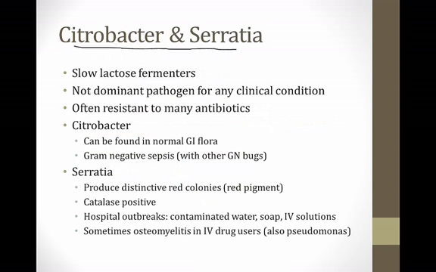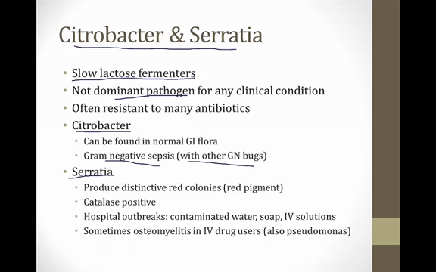Citrobacter and Serratia are the two slow lactose fermenting bacteria, and neither of these is a dominant pathogen for any one particular clinical condition that you need to remember. They're resistant to a lot of antibiotics, just like many of the gram-negative rods. Citrobacter can be found in the normal GI flora, and it sometimes causes gram-negative sepsis, just like some other gram-negative bugs. Serratia is not part of the normal flora.